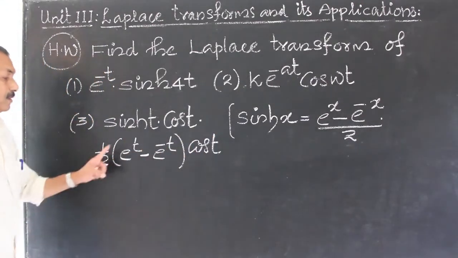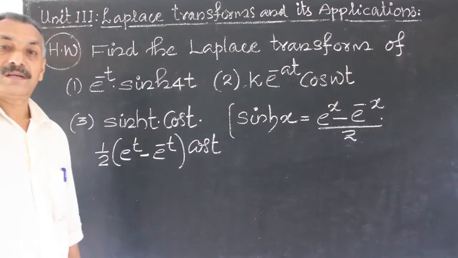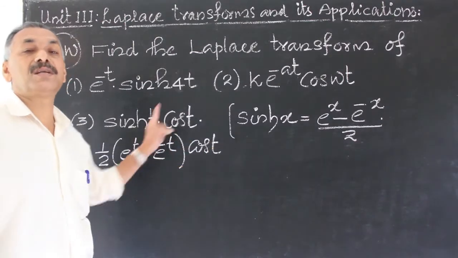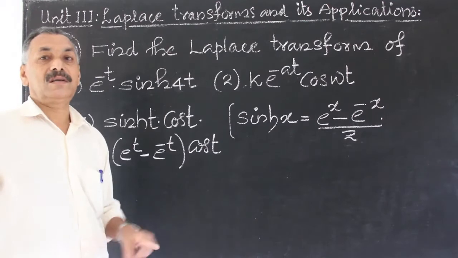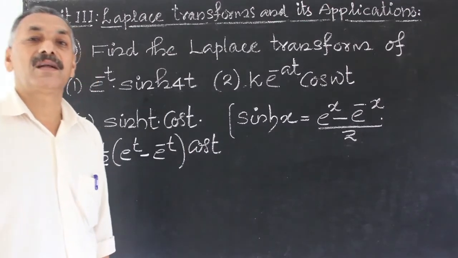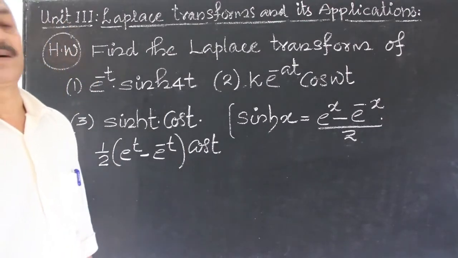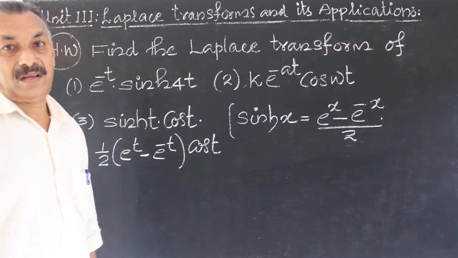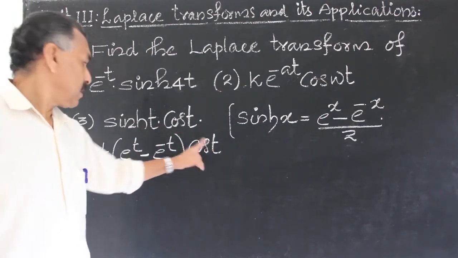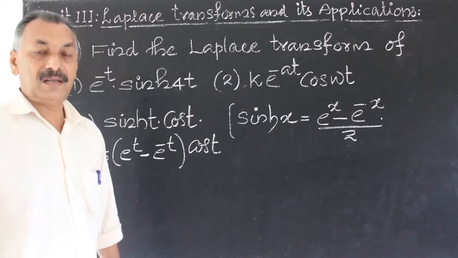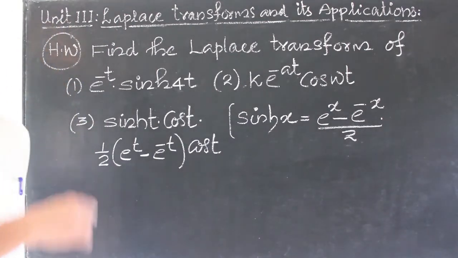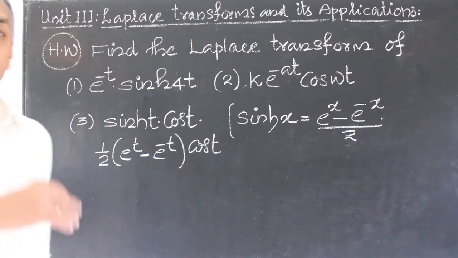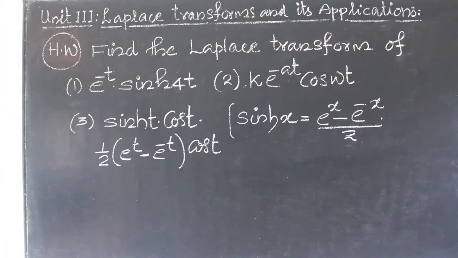I split it here: e raised to t into cos t, and e raised to minus t into cos t. You have to apply the first shifting theorem separately to e raised to t into cos t, then e raised to minus t into cos t, and take 1 by 2 into the difference. This problem is complete. Save this as homework. This section is very important.